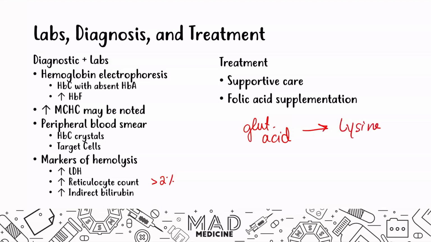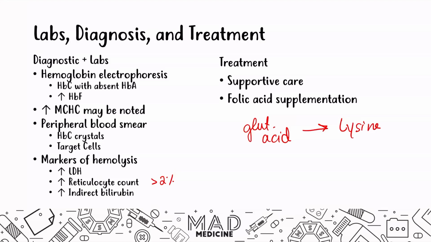Remember, glutamic acid to valine is sickle cell anemia. In HbC, you have glutamic acid to lysine. Boom. So when you have glutamic acid to lysine, you're going to have hemoglobin C. And hemoglobin C has a high affinity of crystallizing in the serum. So when you look under the microscope, you're going to see crystallized hemoglobin C molecules, and we've discussed that. And you will also see target cells in this case, and treatment is mainly supportive care.